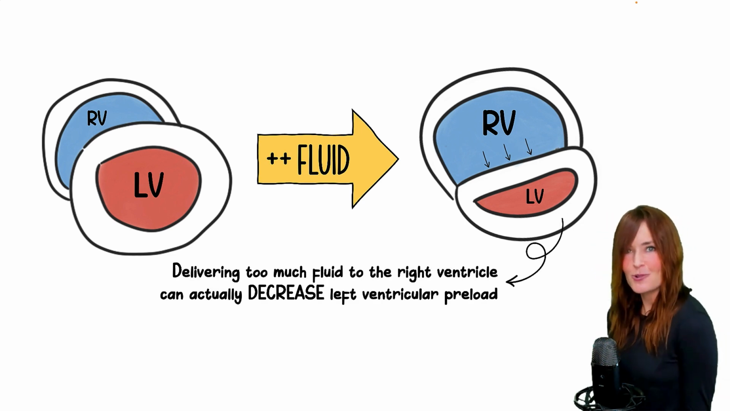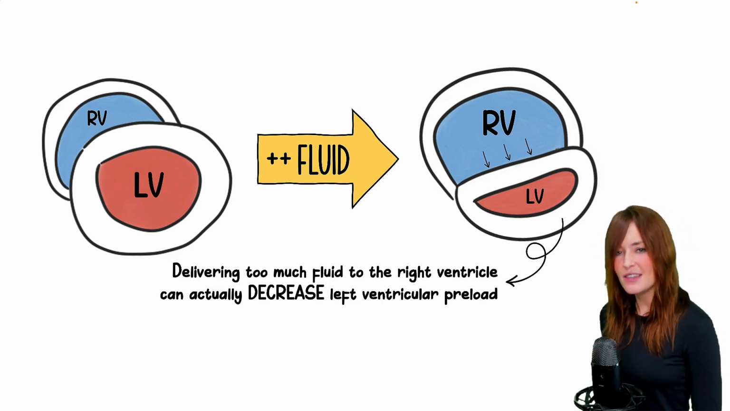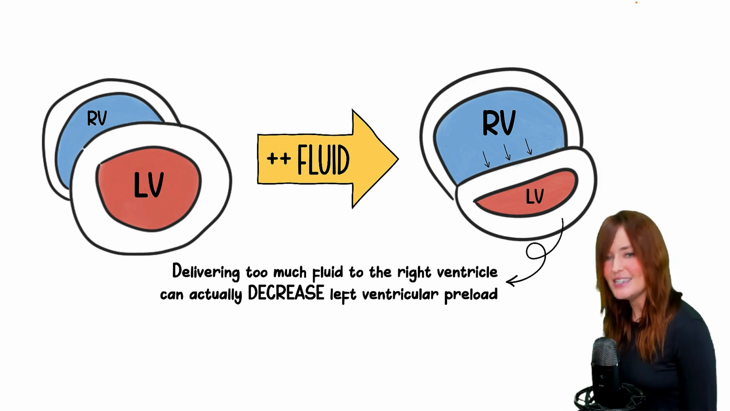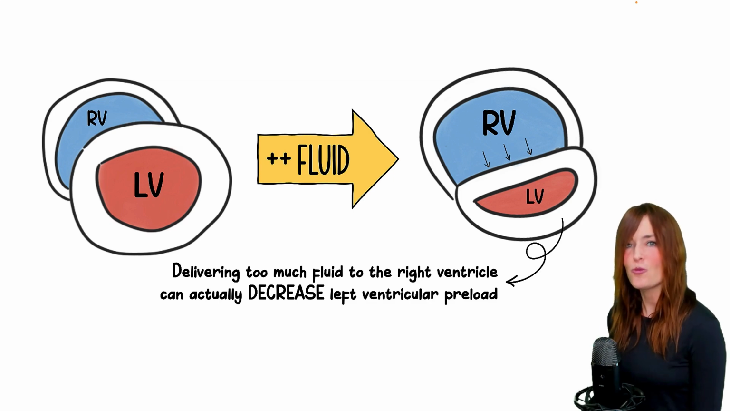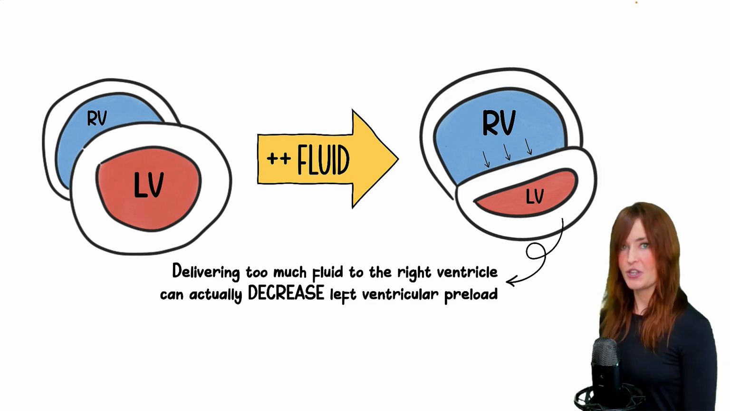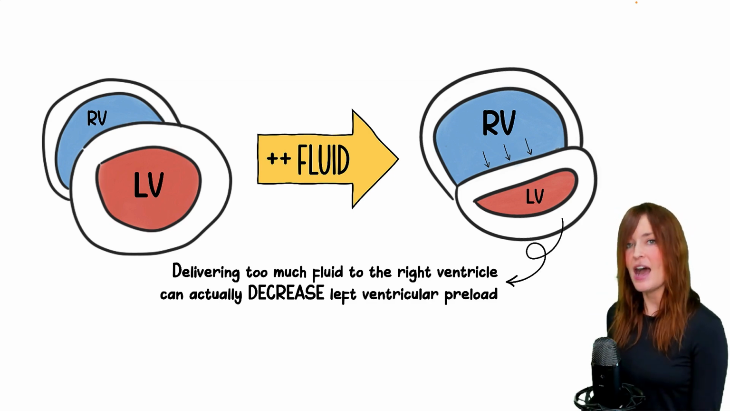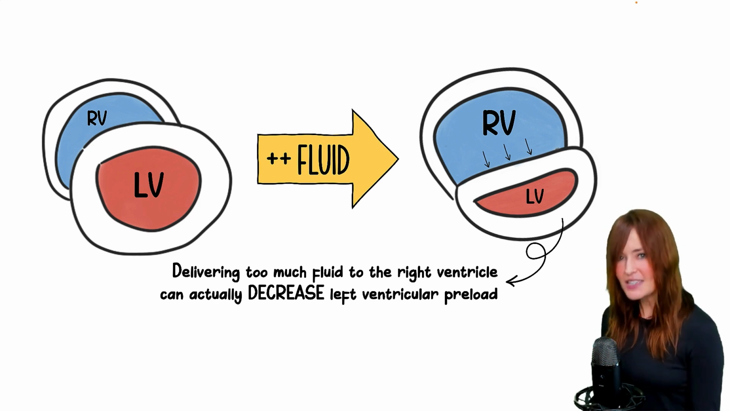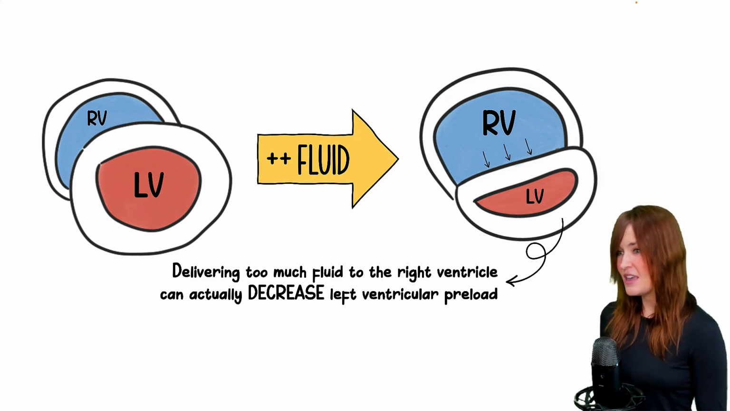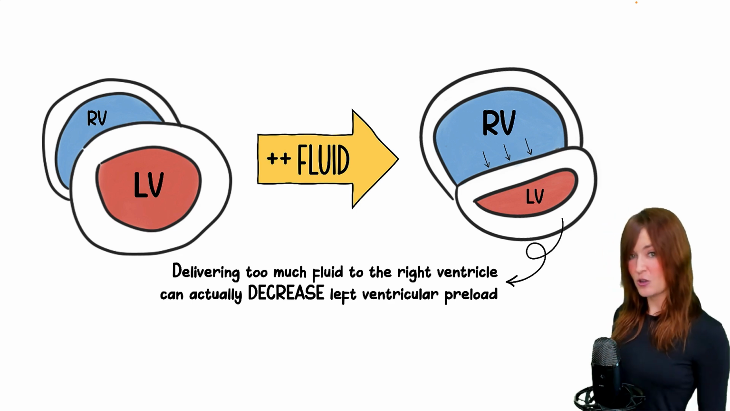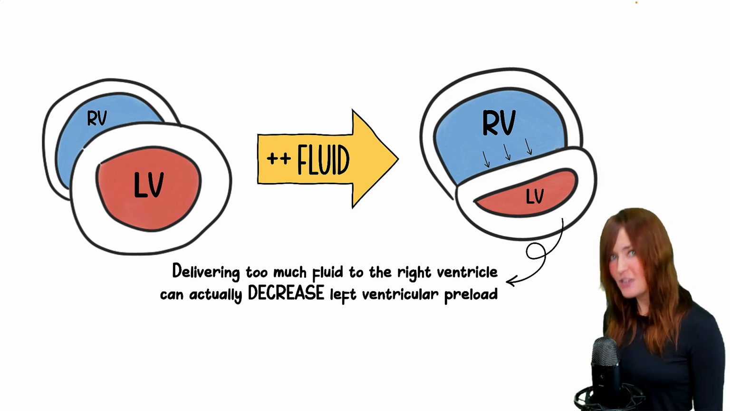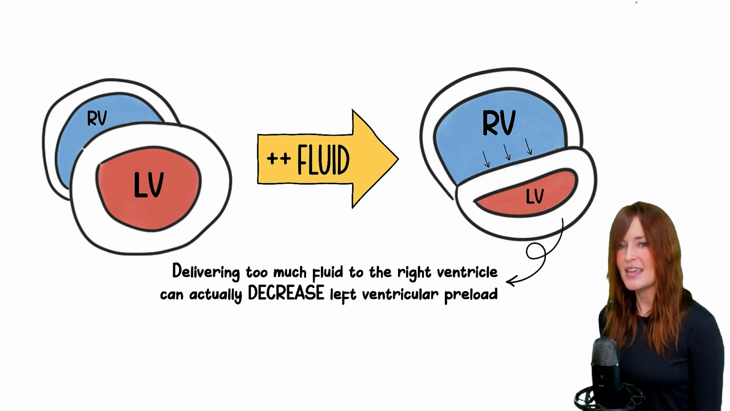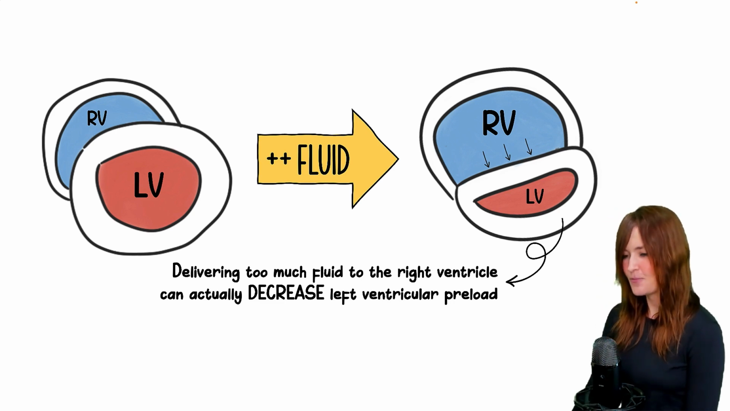So there's this paradoxical thing that happens, which is that delivering too much fluid to the right ventricle can actually decrease left ventricular preload. Now, this happens very early on in patients who already have high afterload that the RV is pushing against. But if you massively flood somebody with fluid to the point the RV can't keep up with it and it starts blowing up, it's going to start mashing down on the left ventricle, and the very thing you were doing to increase preload can paradoxically decrease it.